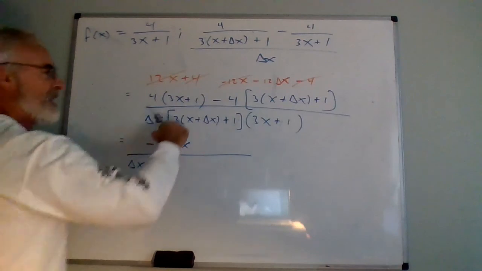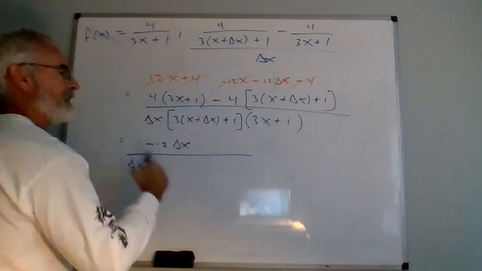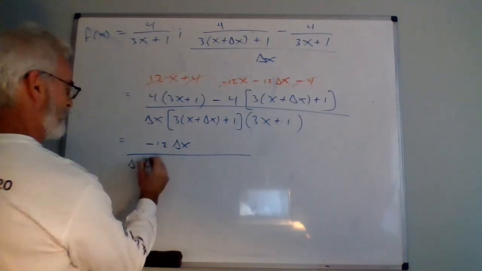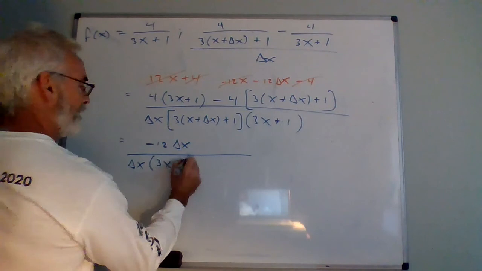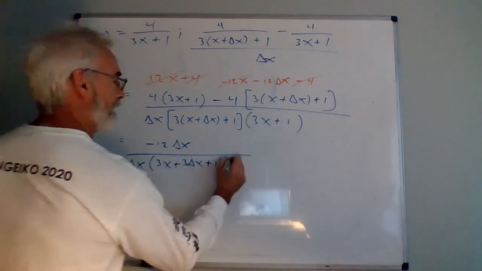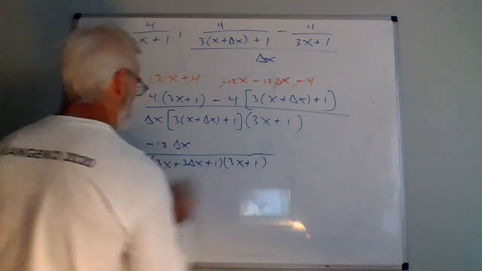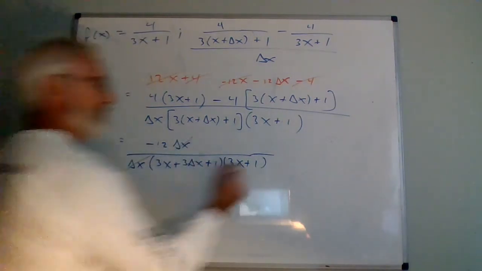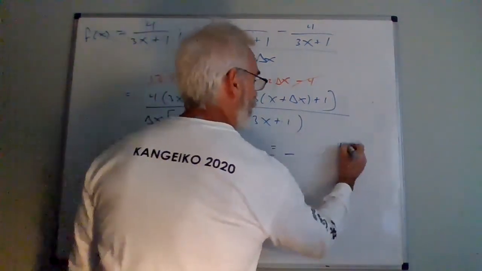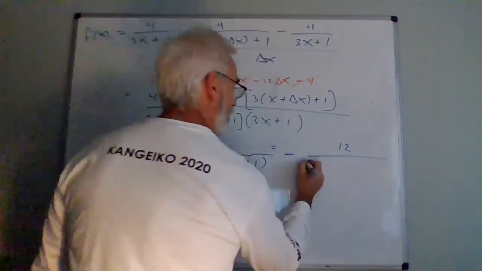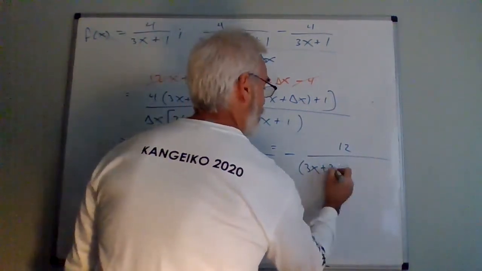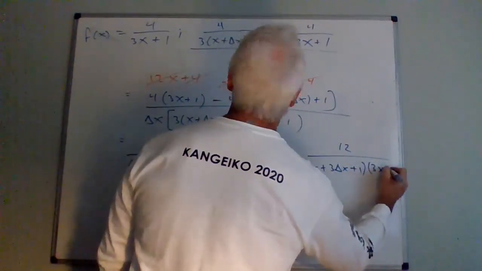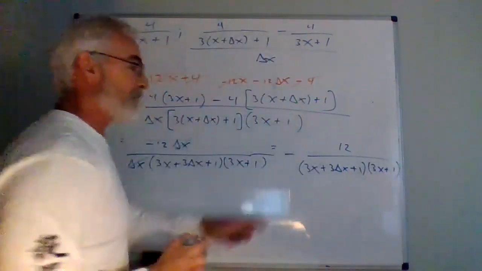delta x times, now you can choose to distribute here or you can leave it. I'm going to go ahead and distribute. It makes it a little bit less ugly because there'll be less parentheses. So 3x plus 3 delta x plus 1 times 3x plus 1. And notice my last step, simply rid myself of the delta x, and I'll have negative 12 over, again, 3x plus 3 delta x plus 1 times 3x plus 1. And that is my final answer.